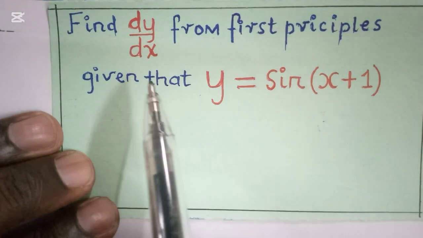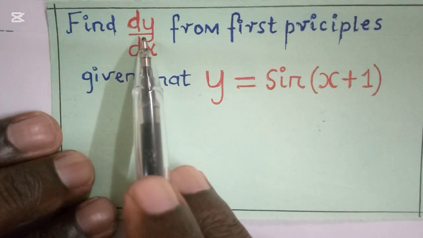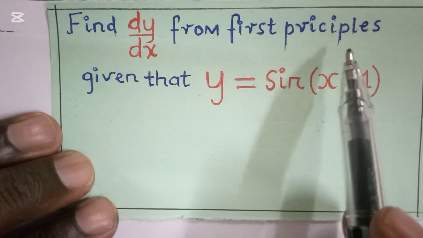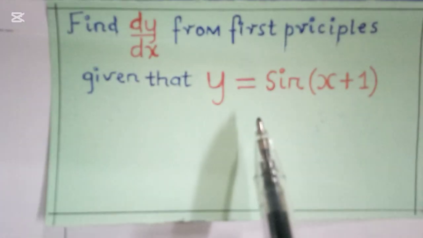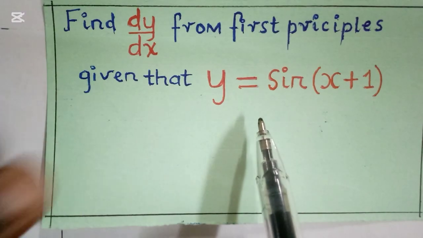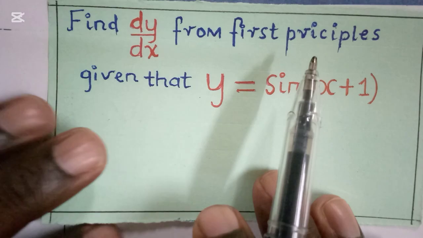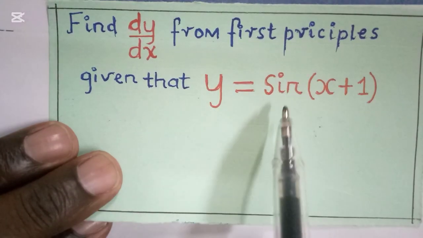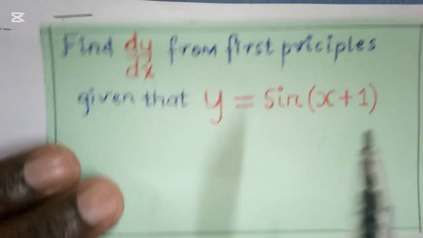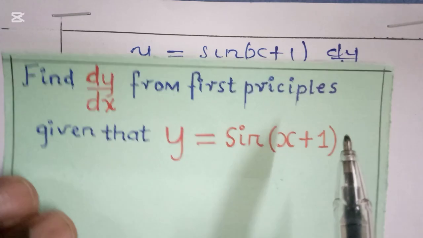And first I read the question. Find dy over dx from first principles given that y equals sine(x + 1). So guys, we are required to differentiate sine(x + 1). And so guys, I do the question.